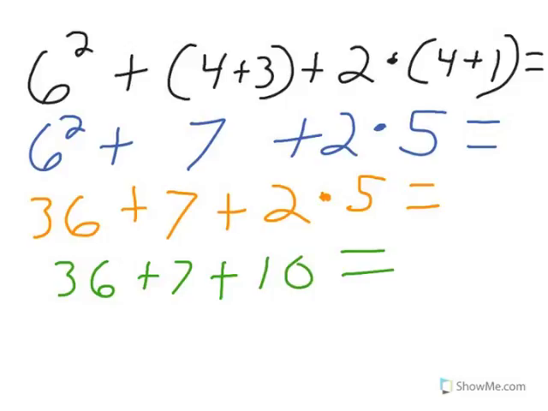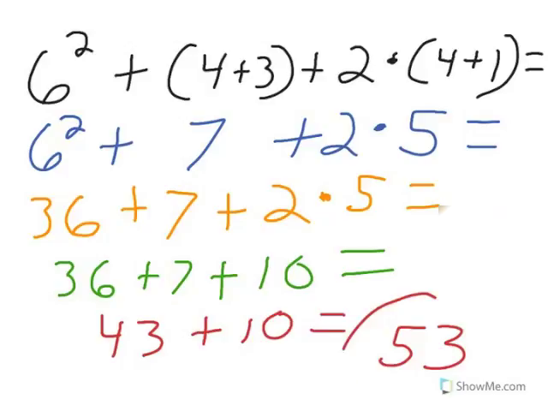Now we can go from here and just add and subtract if there was any subtraction. We're just adding right now. 36 plus 7 is 43 plus 10 equals 53. There you go, order of operations.